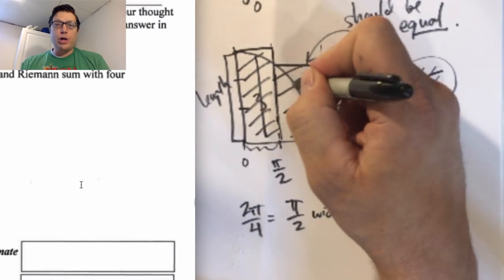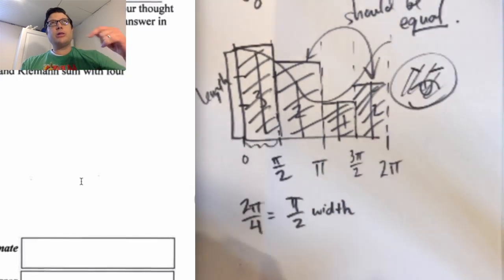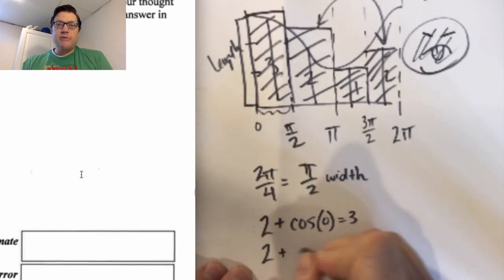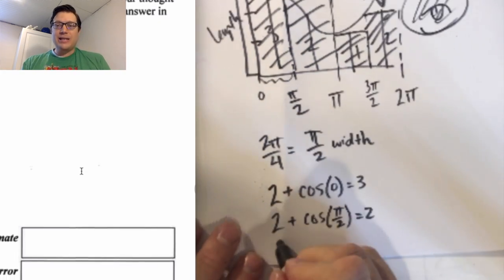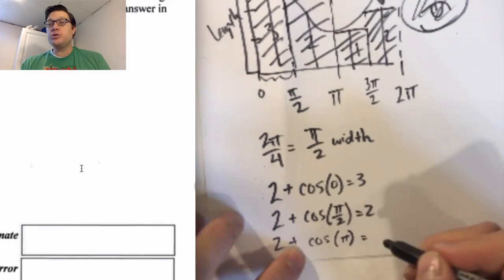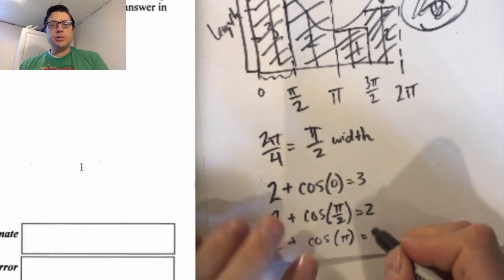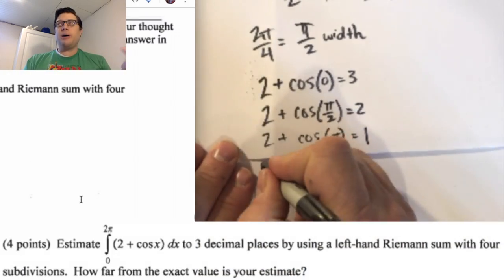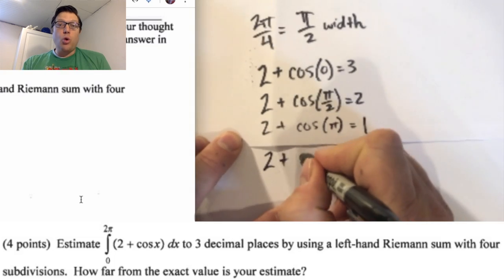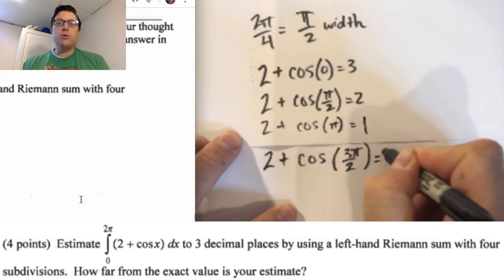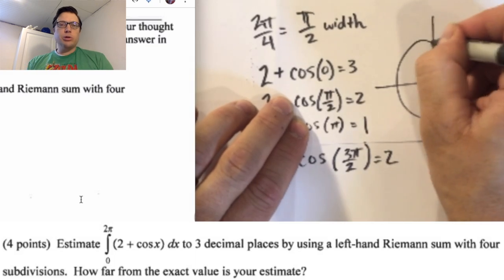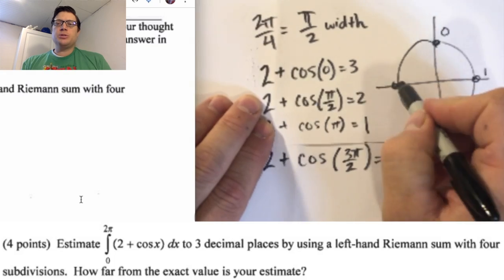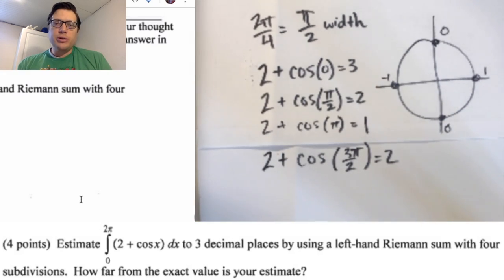Here is how I know the height of each rectangle is 3, then 2, then 1, then 2 again. We're just plugging in that x number into the function. So 2 plus cosine of 0 is 3. 2 plus cosine of pi over 2 is 2. 2 plus cosine of pi: cosine of pi is -1, so 2 minus 1, really, so we have 1. 2 plus cosine of 3 pi over 2 is also 2 plus 0. These are really related to where we are at cosine on the unit circle, being 1, 0, -1, and 0.